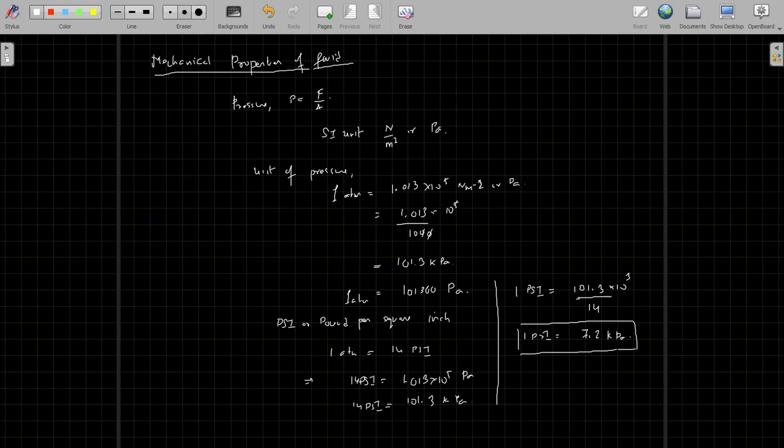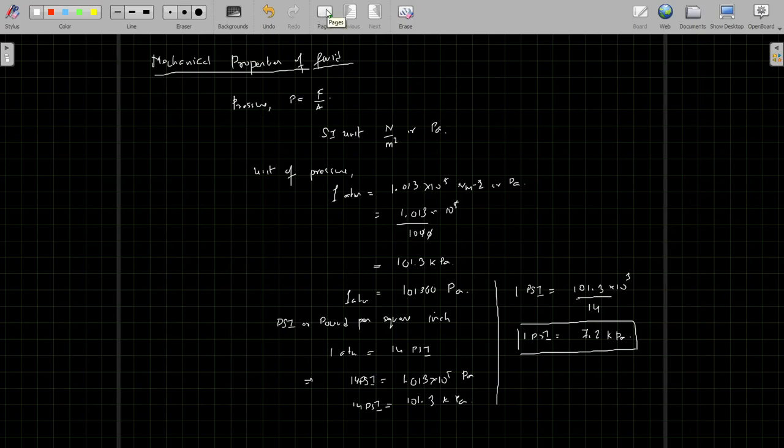So you can understand how much pressure there is within 1 pound per square inch. Within 1 square inch, you can see we have 7.2 kilopascal of pressure acting within that area. How large or how big this is, you will see gradually as we progress. Now let us come to density before we proceed to Pascal's law.